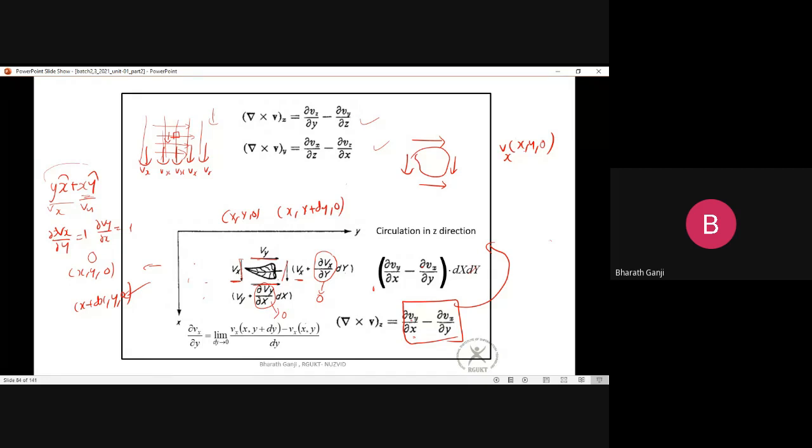Moreover, if the vector field in the y direction changes such that dou vy by dou x is greater than dou vx by dou y, then you have a rotation. So for example, look here, I will draw some diagrams. Here the vector field is small, but here the vector field is very large, whereas here the vector field is like this, and here it is like this. So what is the net direction of rotation? You can see the net direction of rotation will be like this, which is z directional.